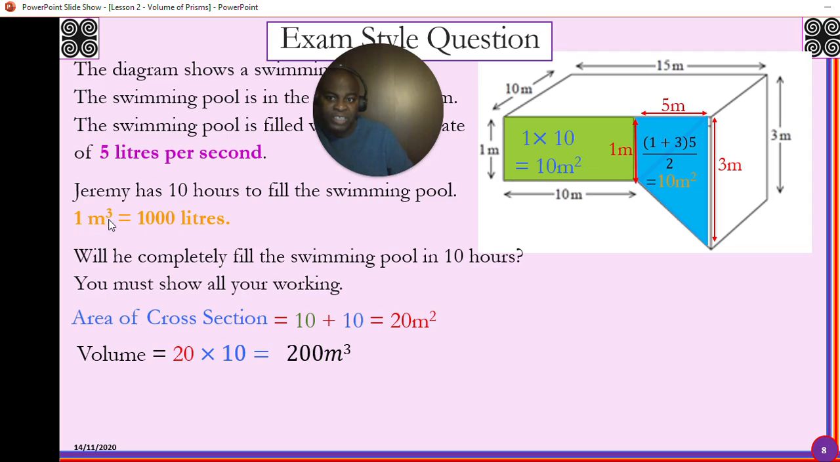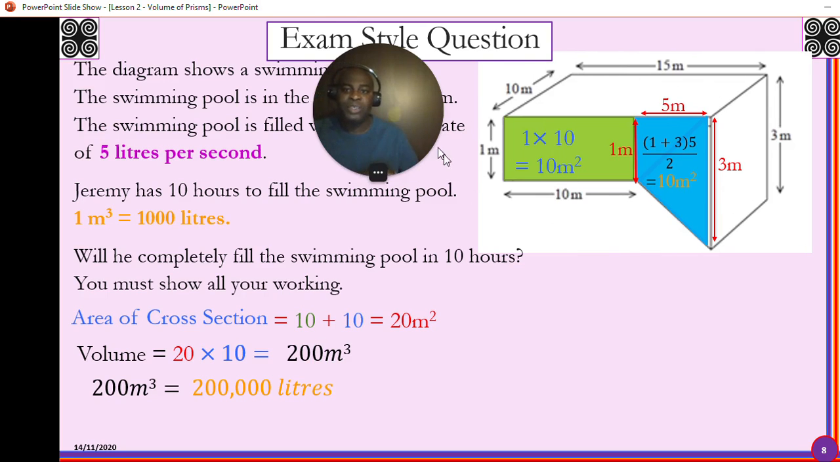If 1 meter cube is 1,000 liters, 2 meter cube will be 2,000, 3 meter cube 3,000, and so on. So if it is 200, we multiply 200 by 1,000, and 200 meter cube gives us 200,000 liters. That means that this swimming pool can take 200,000 liters.